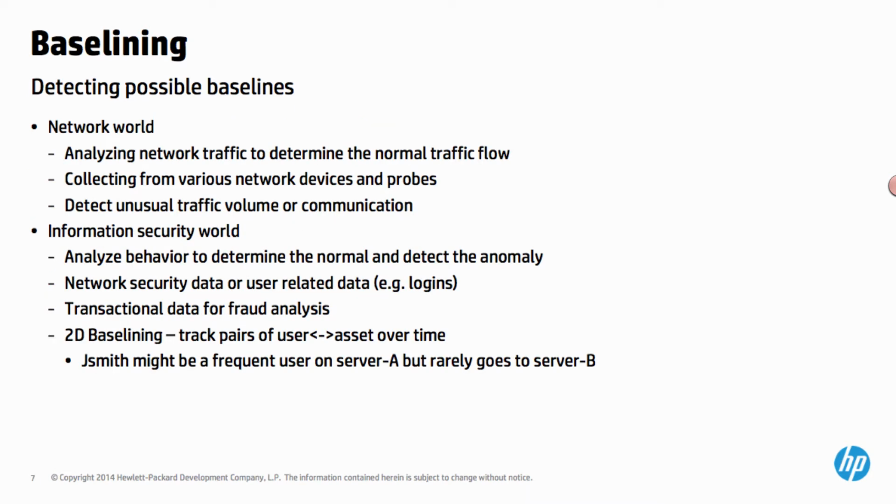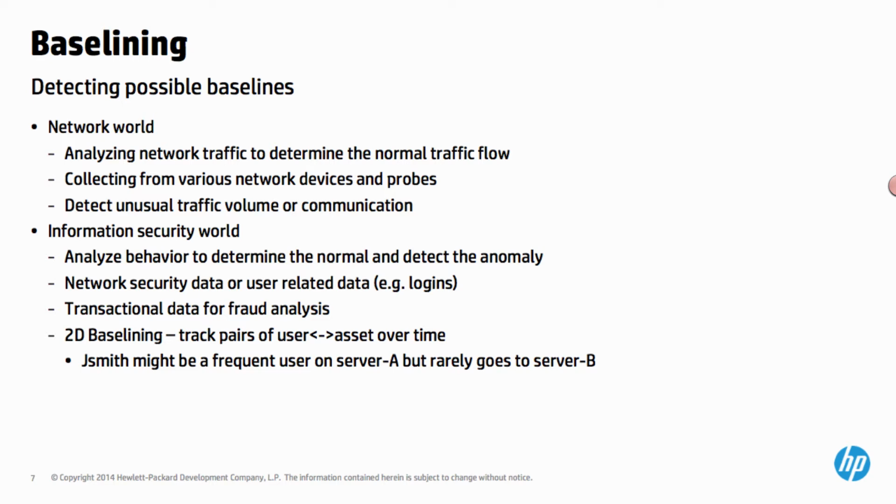But what about detecting these? What are the things we can do? We could look at this from a network world. This could be analyzing network traffic that's different to the normal traffic flow, detecting network devices and probes and how they're changing in behavior, and detecting unusual traffic volume or communications that didn't occur previously. That's very much how things are focused from a network world. But what about from an information security world, which is what we're trying to do here, which is much more focused around the indicator environment?